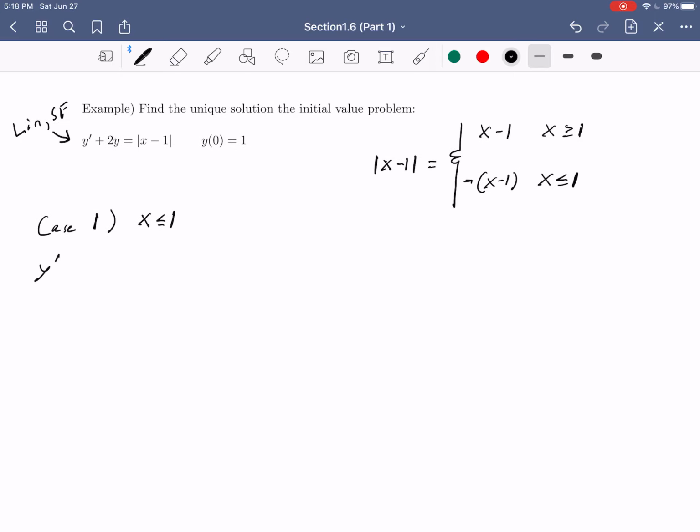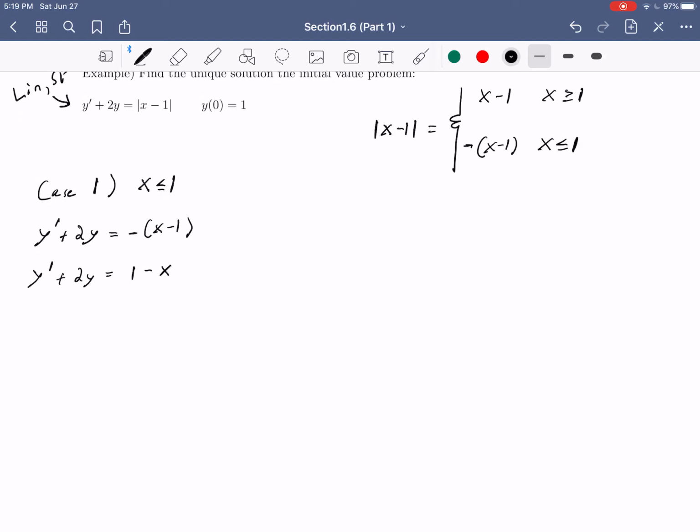In that case, we're really working on y prime plus 2y is equal to, well, since x is going to be less than or equal to 1, we're using this piece over here, which is negative x minus 1. All right, we can simplify that to 1 minus x. Let's go ahead and find our integrating factor. Our integrating factor is going to be e to the integral of 2 dx, because our 2 is our p of x here. That means our integrating factor is going to be e to the 2x.